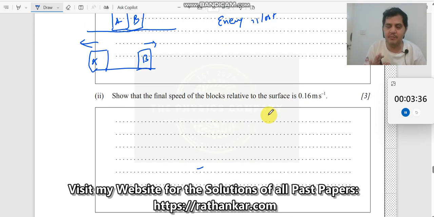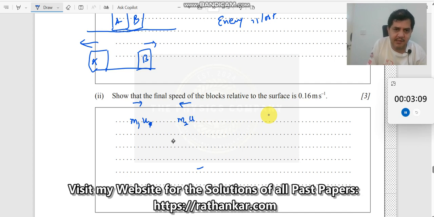Show that the final speed of the blocks relative to the surface is 0.16 meter per second. Now in a collision, conservation of energy cannot be applied because energy is lost. Conservation of momentum can definitely be applied, right? So what is the momentum of the first object when it came like this? It is m1 into u. And what was the momentum of the second object B? B was coming like this. B's momentum was m2 into u. M1 and m2 were the same, but this was negative. And then they joined together, and as a result they went away from here.